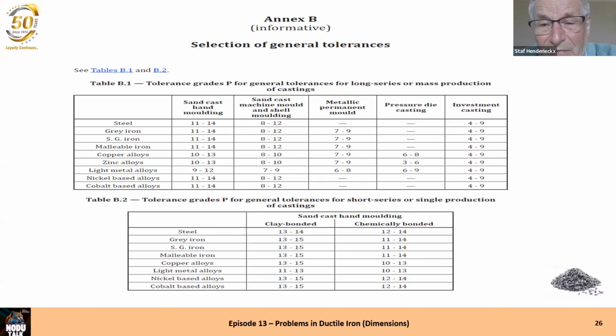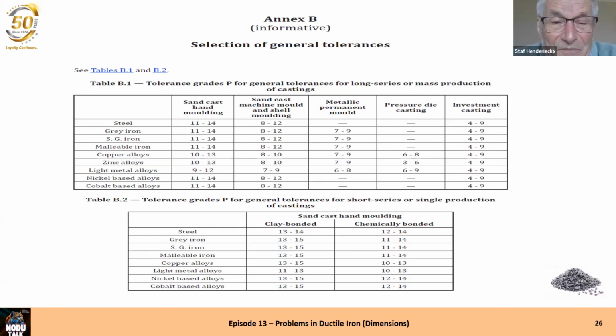But B2 is for short series and single production. Single production, of course, everyone knows what it is. Short series, what is it? Well, mostly what we say here, short series, is a matter of, let's say, 5 castings per order, and the order comes back later, but with quite some time in between. Then we call it a short series.